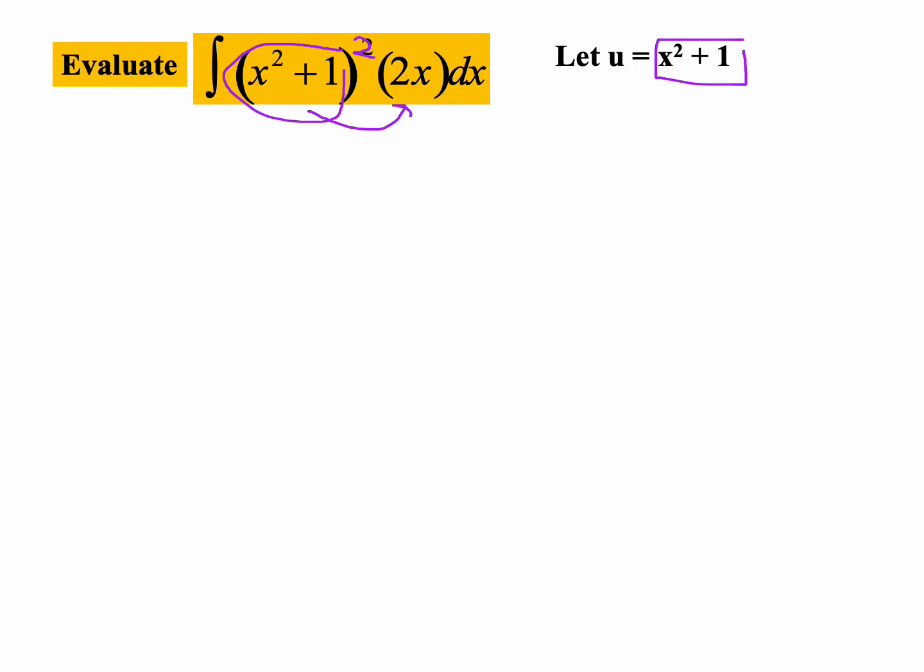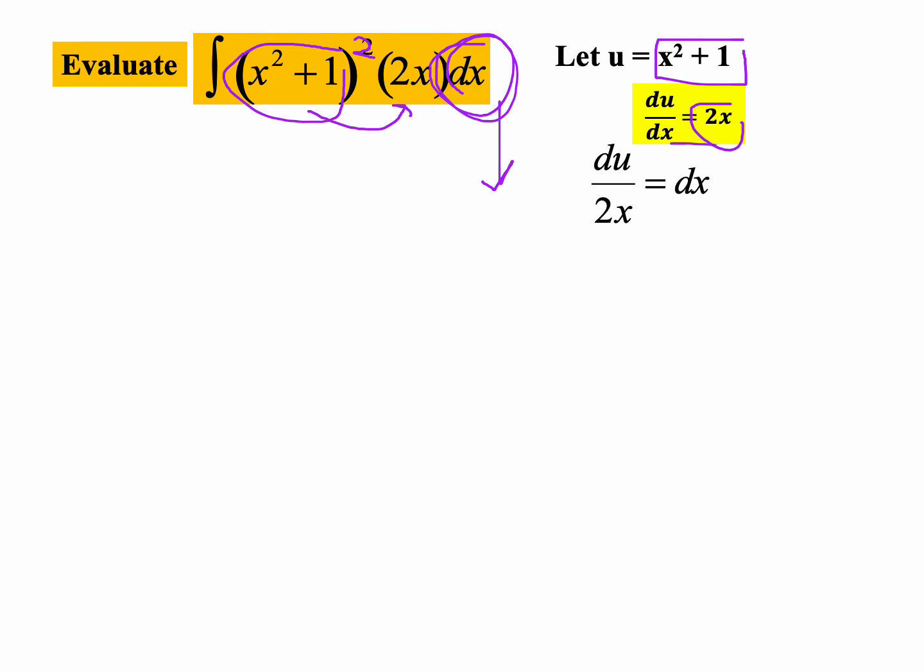So the next step, I need to find the derivative. So the derivative of u is 2x. But why should I find the derivative? Because I have dx in the integration, and I need to change this dx. So I need to find what dx is. So dx here, we just need to move this one to the other side and bring 2x down. So it will be dx equals du over 2x.